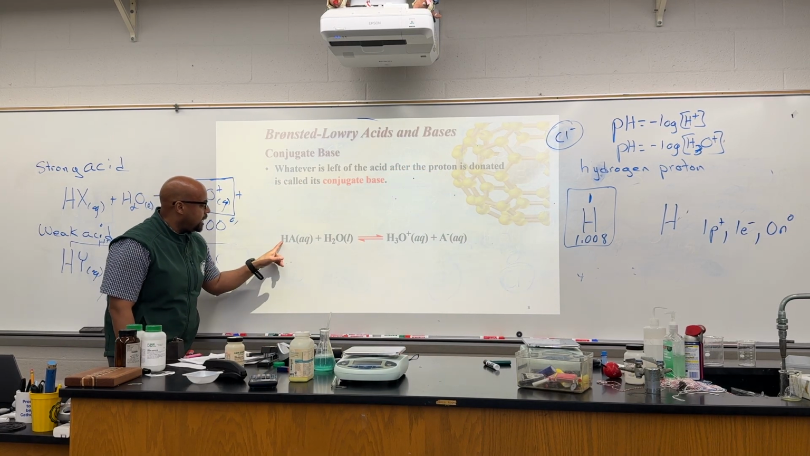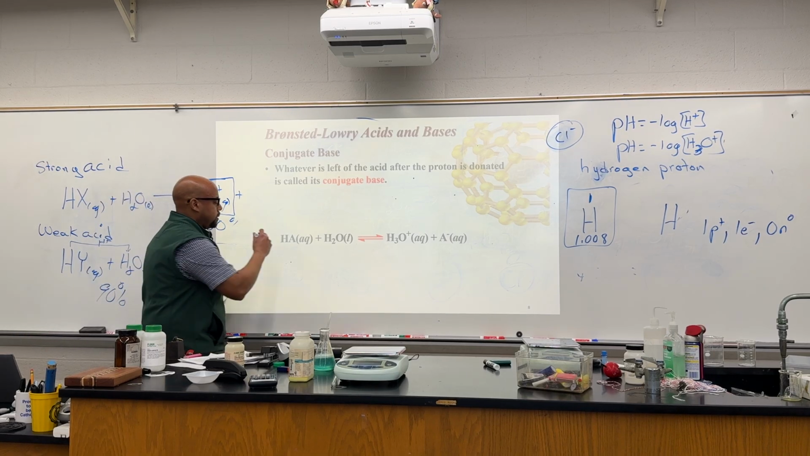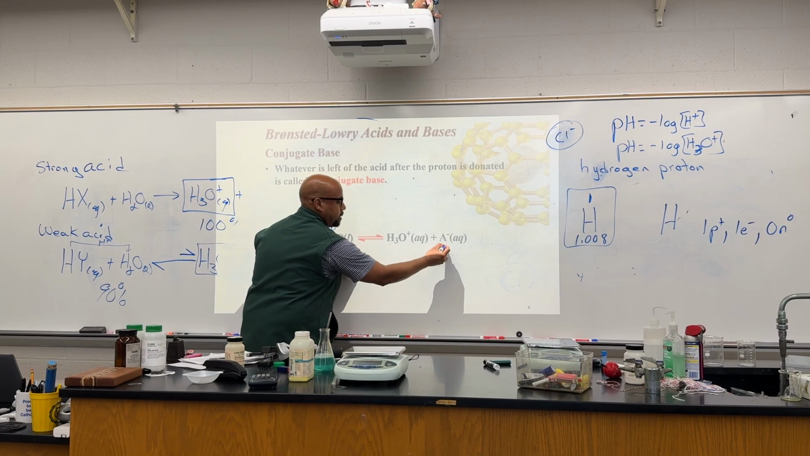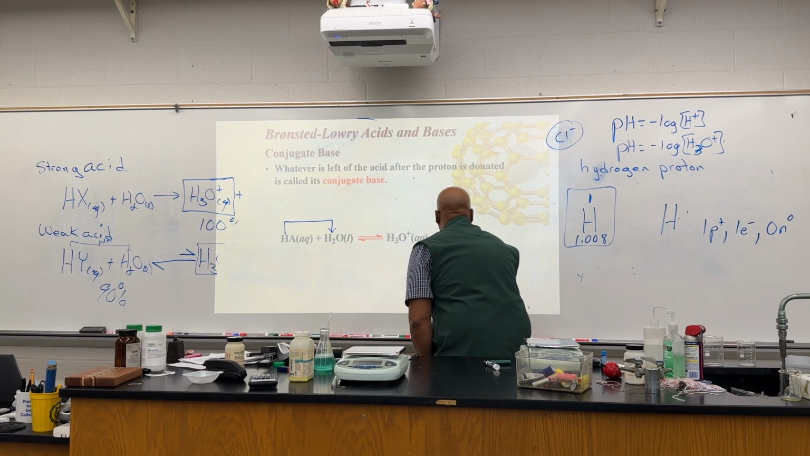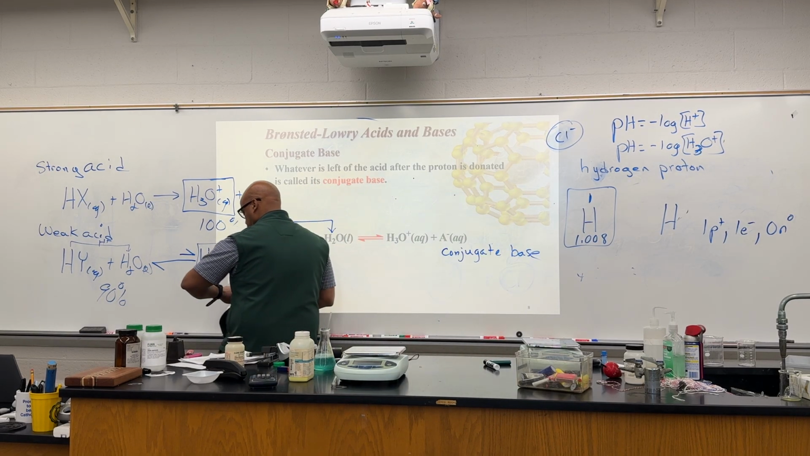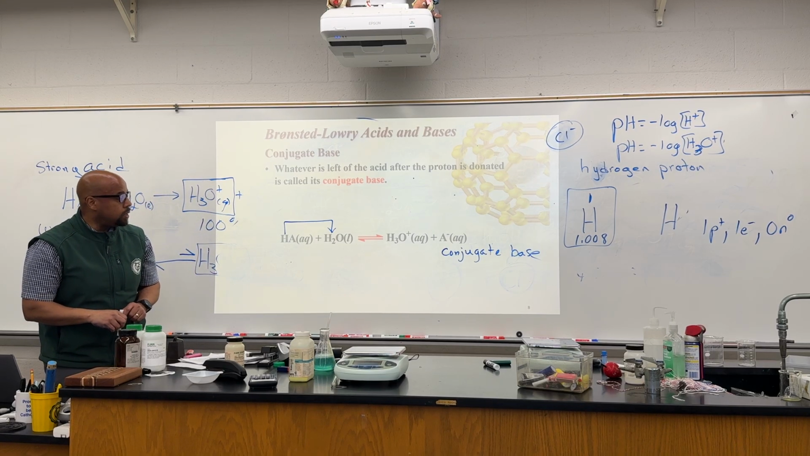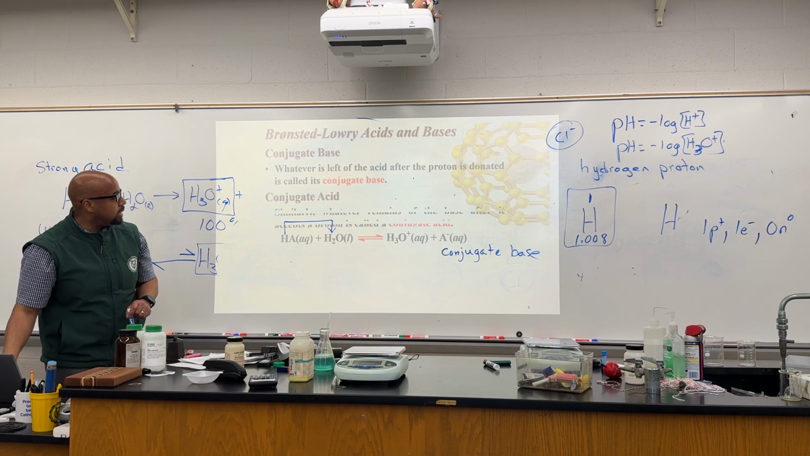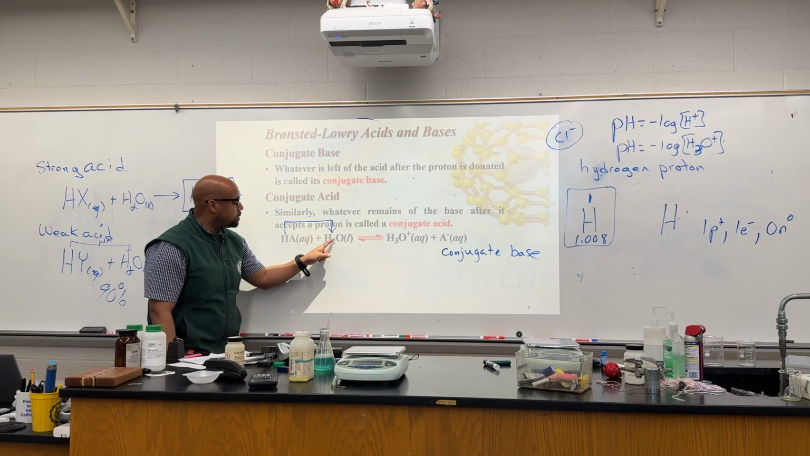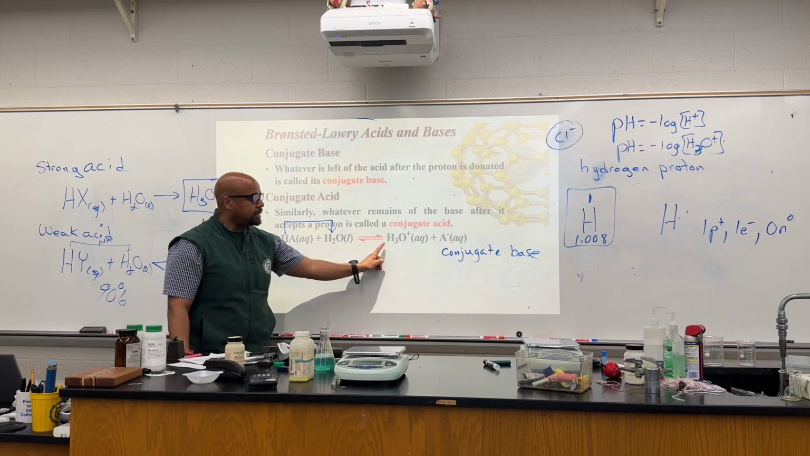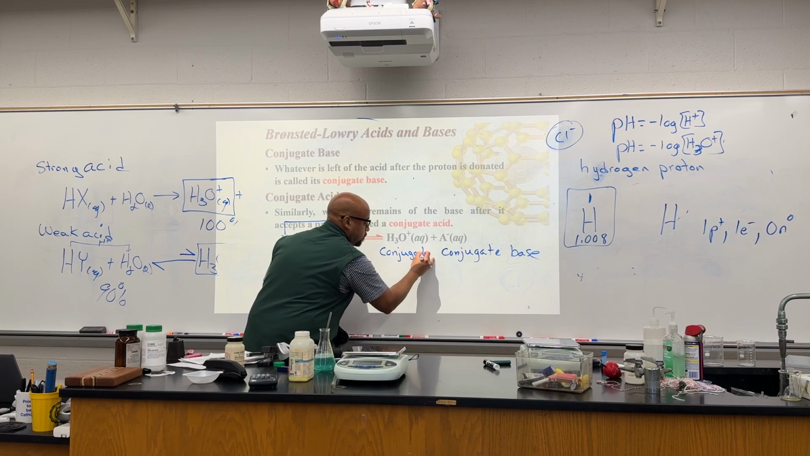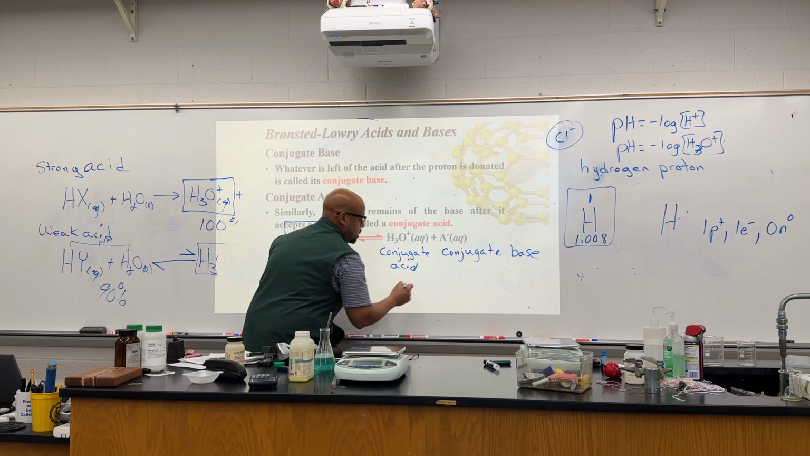It simply means that, hey, after I donated my hydrogen cation right here, whatever is left, which would be now just this A minus over here, this will be referred to as my conjugate base. Got it. The conjugate acid is defined as simply whatever remains of the base after it accepts the hydrogen proton. After you accept it, what remains is now H3O plus. This would be called my conjugate acid.